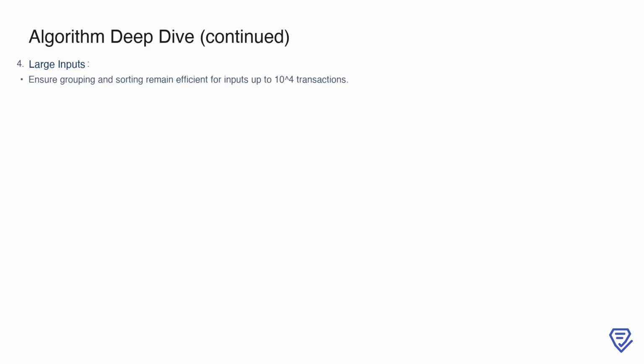For large inputs, such as datasets with up to 10,000 transactions, the algorithm needs to maintain efficiency. The grouping and sorting operations are designed to scale well with larger inputs, ensuring that performance remains acceptable even as the number of transactions increases. By addressing these edge cases and scaling considerations, the algorithm becomes robust and reliable for a wide range of scenarios.